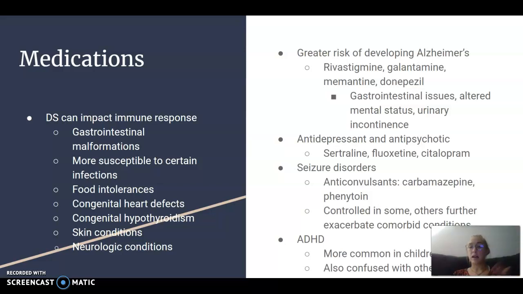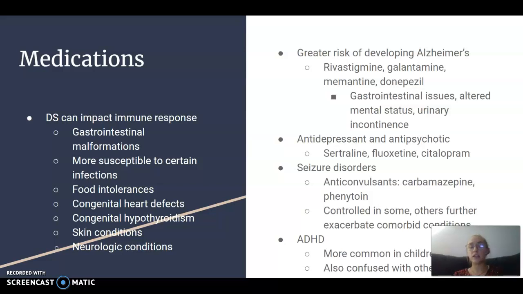Some of the medications that I researched, there wasn't a ton of research to do when dealing with Alzheimer's and Down syndrome, but the ones that I found said gastrointestinal issues occurred, altered mental status, urinary incontinence. As far as depression and anxiety as a comorbidity, certain medications like sertraline, fluoxetine, citalopram were all given as prescriptions. For seizure disorders, anticonvulsants are usually prescribed, and the anticonvulsants sometimes control the symptoms from seizure disorders, but other times they exacerbate comorbid conditions.